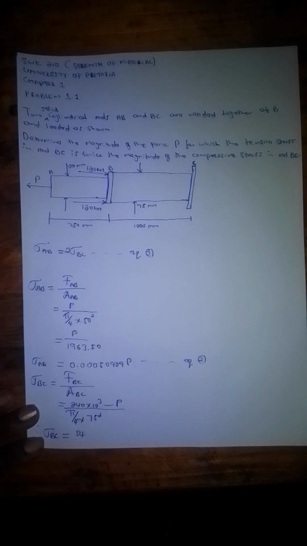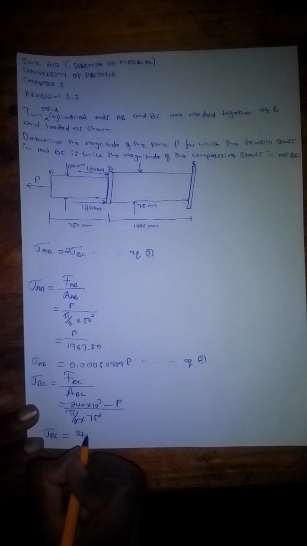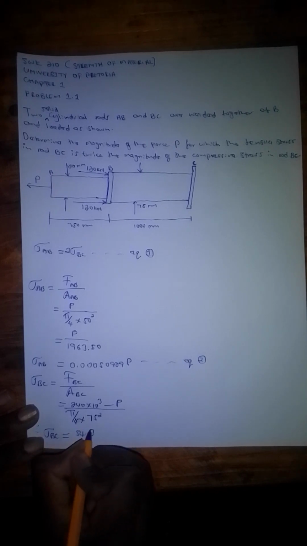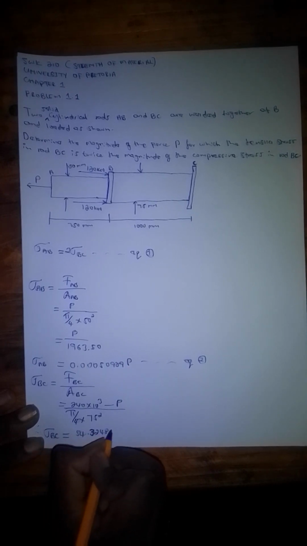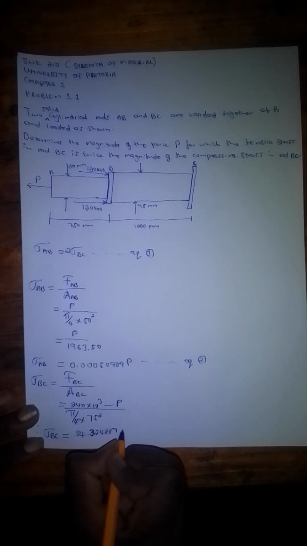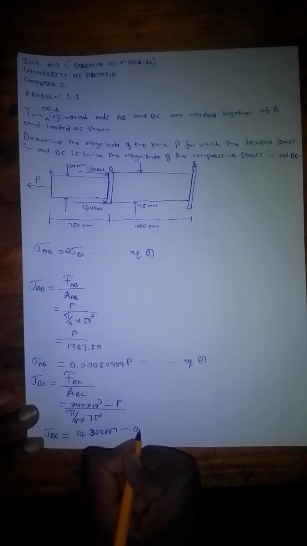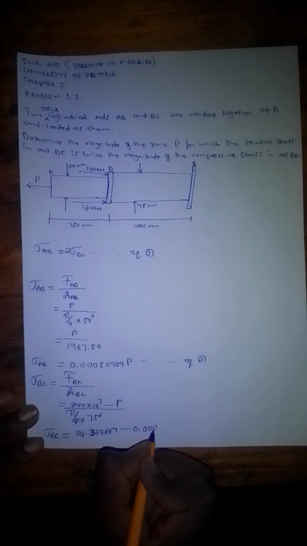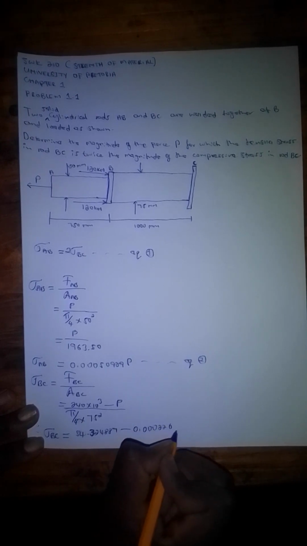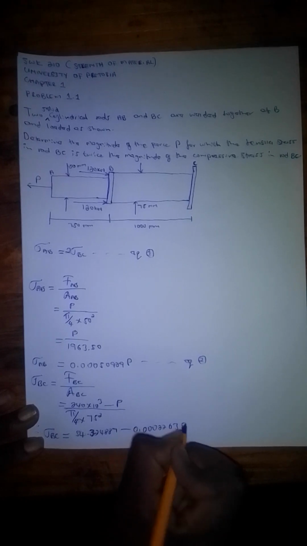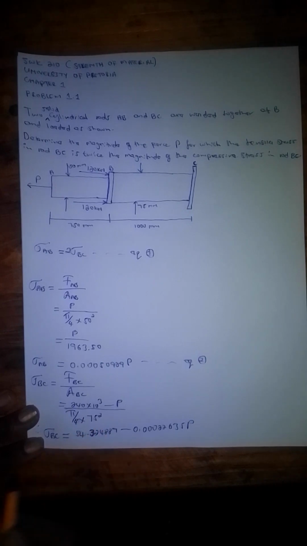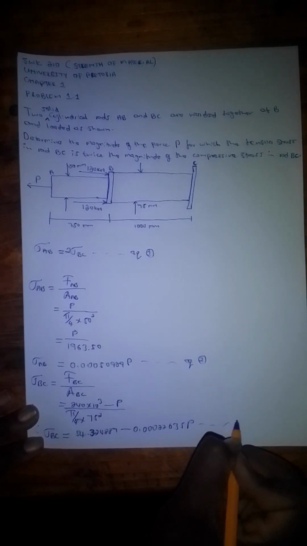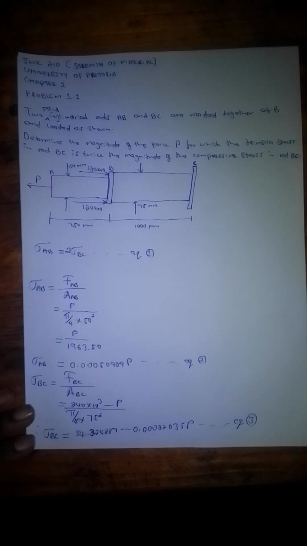54.324887 minus 0.00022635P. I hope it's visible here. This is when you simplify this, you divide this, and you also divide that. So that becomes our third equation.